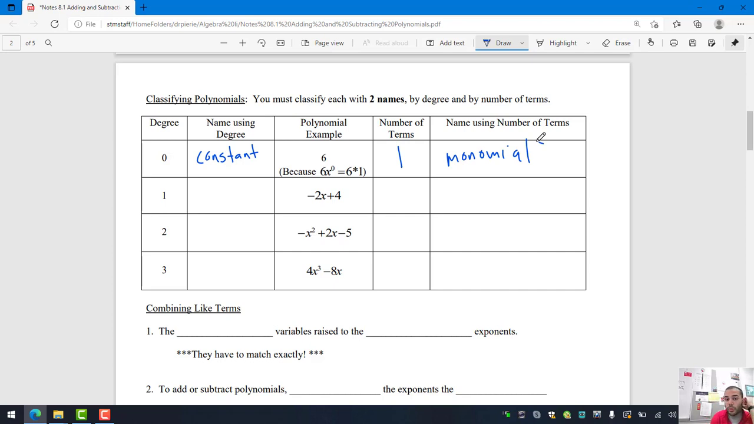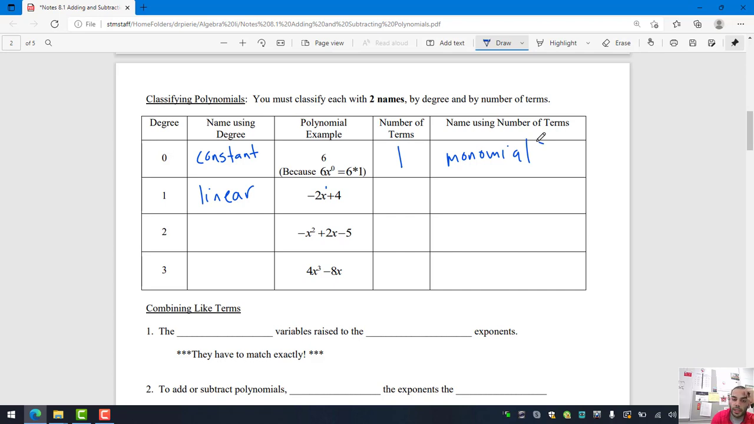In comparison, let's look at the next one. We see negative 2x plus 4. So the degree of this term is going to be 1 because we have one variable and it's being raised to the first power. The degree of this polynomial is 1, and anytime you have a polynomial with a degree of 1, it's called a linear equation. So that's the degree.